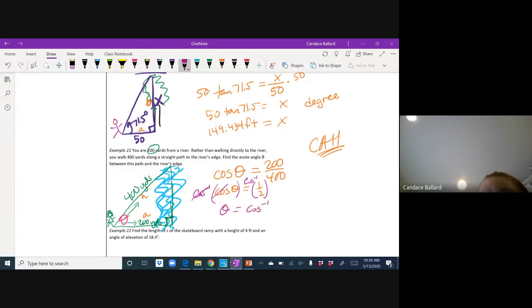And if you go to your calculator, there will be a button that says cosine inverse. It looks just like this. You type in the 1/2. When you hit that button, you will end up with 60 degrees. And in this case, it would make more sense in degrees versus radians.